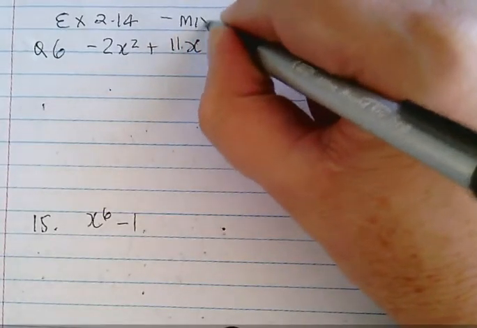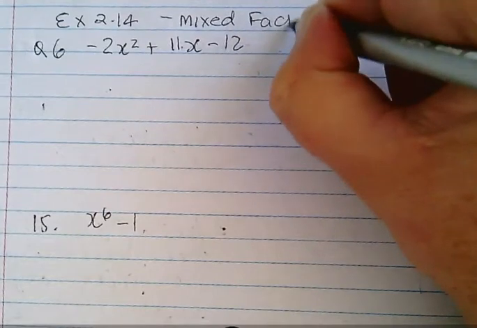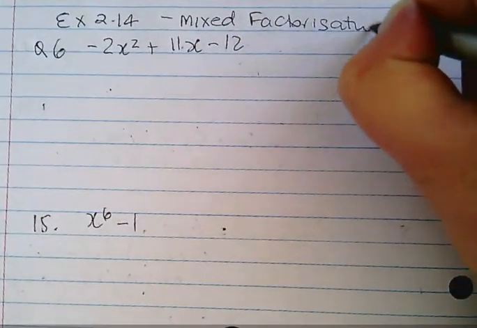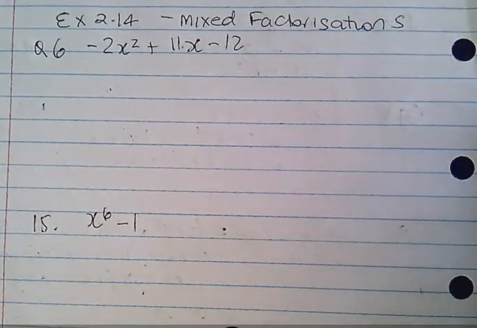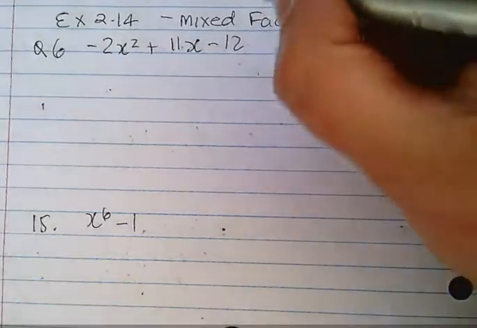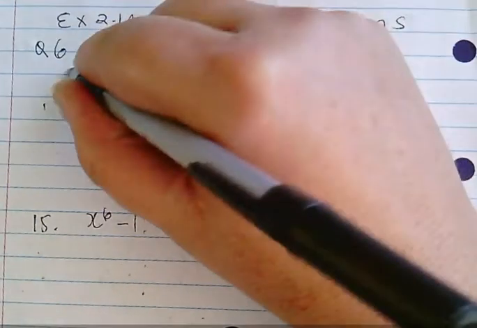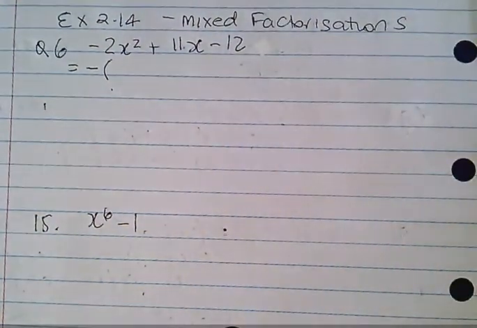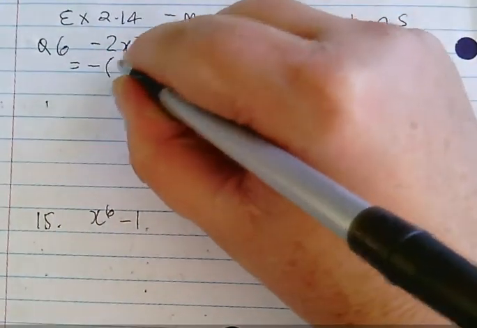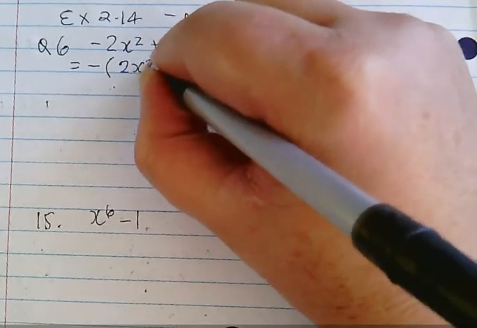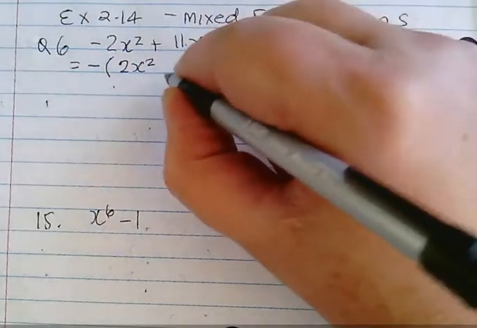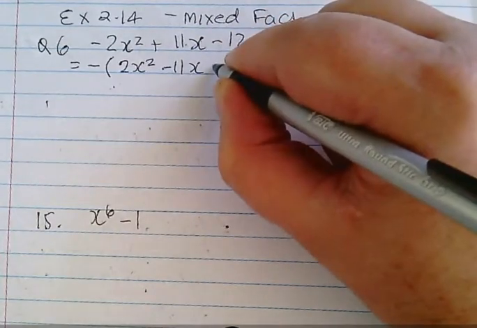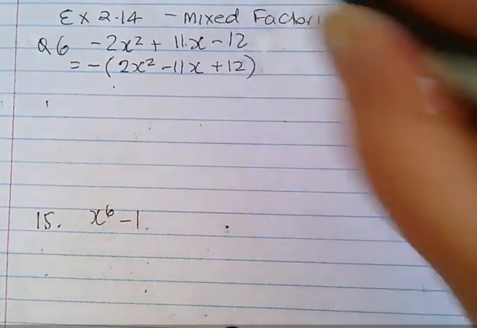214 we've got mixed factorisations. All right, what are you going to do with this? You can do crisscross. I would just take the negative out the front. The best thing is to write this as, I'll do it under here, negative out the front. And what do I write now? If I pull out the negative, what do I write? 2x squared, what do I do now? Minus 11x plus 12.